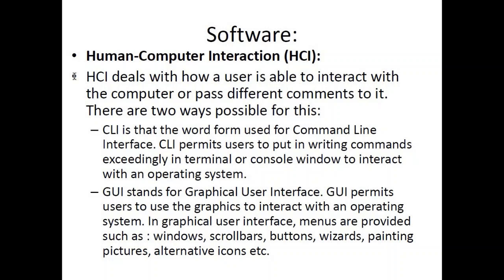DOS does not have a graphical user interface, or icons. It just has a black screen where you are supposed to write commands for what you want the computer to do. Whereas the normal Windows we use employs a GUI, or graphical user interface, which has many icons, a mouse and a pointer to click on those icons and interact with the computer. It permits users to use graphics to interact with an operating system. In a GUI, menus are provided such as windows, scroll bars, buttons, wizards, painting, pictures, alternative icons, etc.